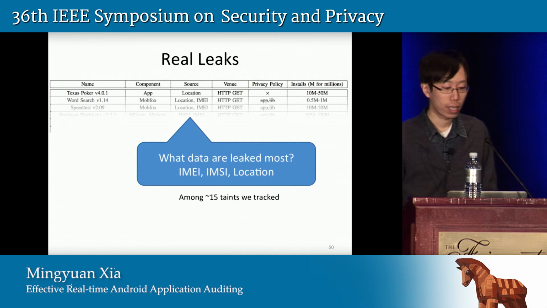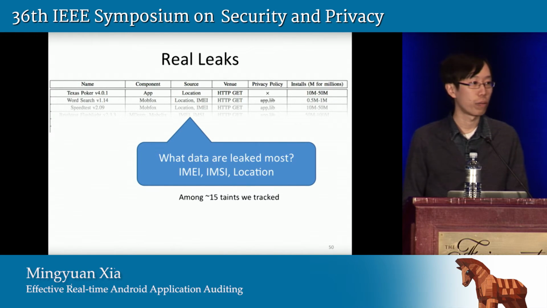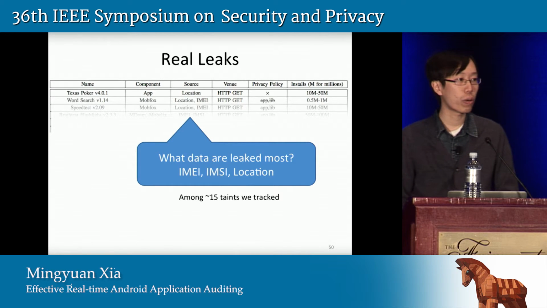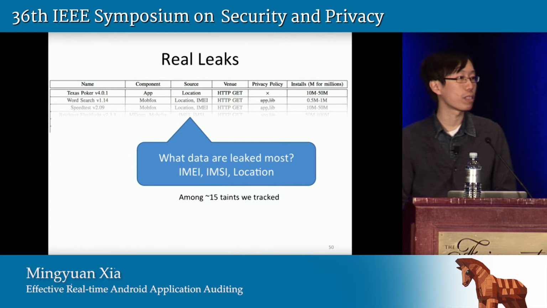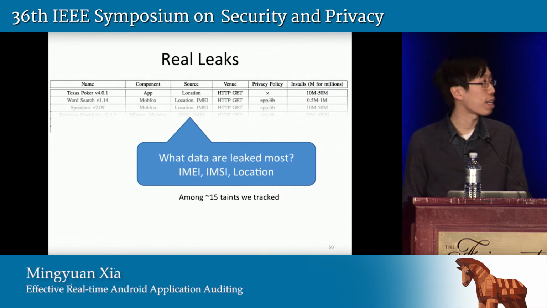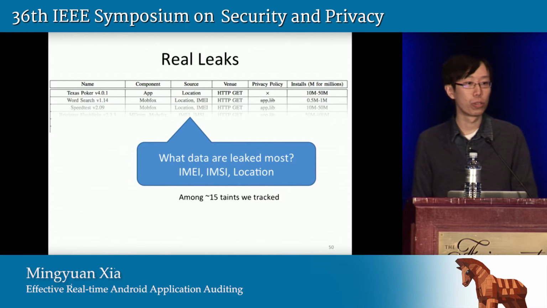Next, we examine the sources of the data leaks. Real-world apps leak 3 kinds of data. 2 of them are tracking tokens, and the last one is location. Although we checked around 15 kinds of leaks, these are the only 3 found in real-world apps. It makes sense that ads libraries want to use them to customize their ads.